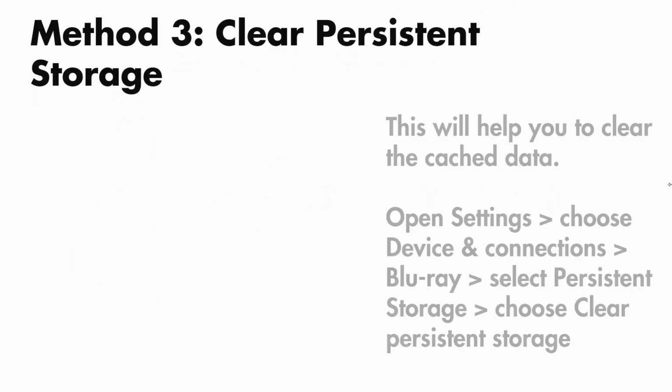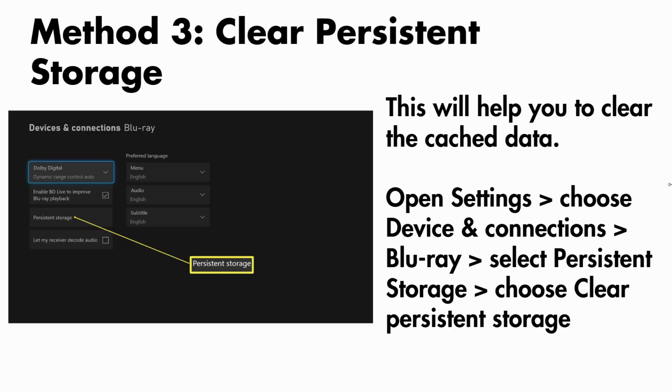Next is to clear persistent storage. So this will help you to clear the cache data. For that, open settings, then choose device and connections, click on Blu-ray, select persistent storage, choose clear persistent storage.